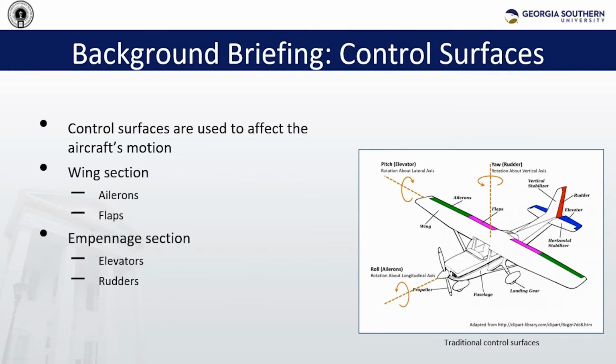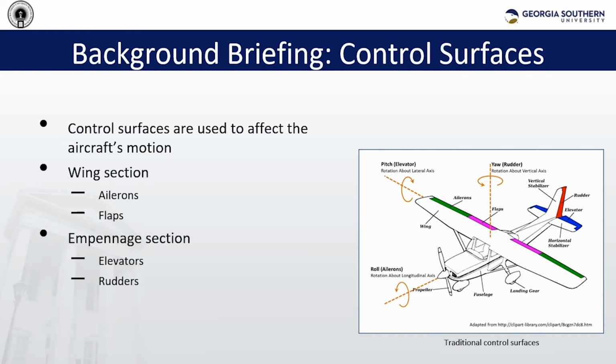Here are some traditional control surfaces for an aircraft. Starting with the wing section, we have ailerons. Ailerons help to roll the aircraft for banking in flight. Next, we have flaps. Flaps increase drag and increase lift, which is great for landings when you want a slow and steady descent. On your empennage section, you have elevators. Elevators help to change the pitch of the aircraft for changes in altitude, while the rudders help to yaw the aircraft and control banking in flight.